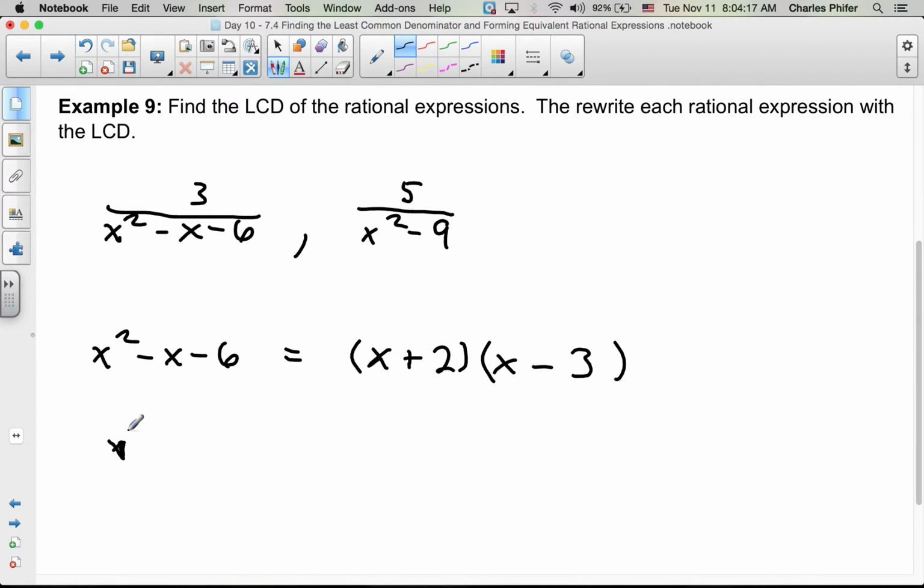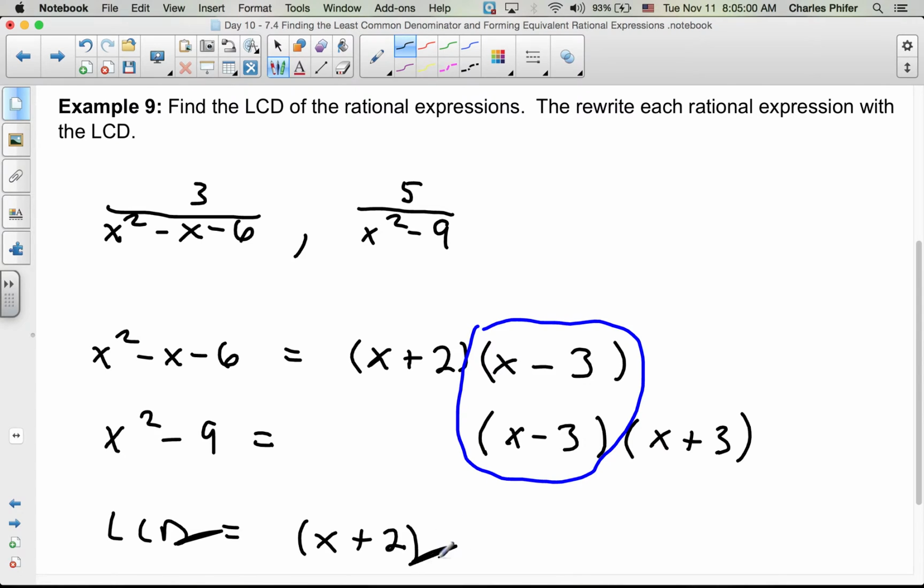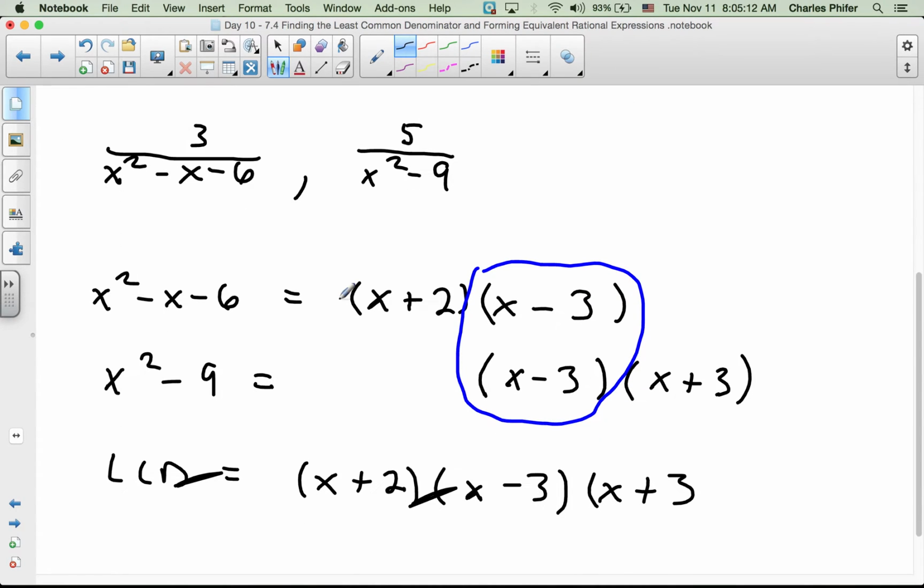Let's factor this x squared minus 9. What's the result there? So then it's x minus 3 and x plus 3. Okay. So we only want to use one of these x plus 3's. So then the LCD is going to be x plus 2, x minus 3, and x plus 3. So now the 3 and 5.